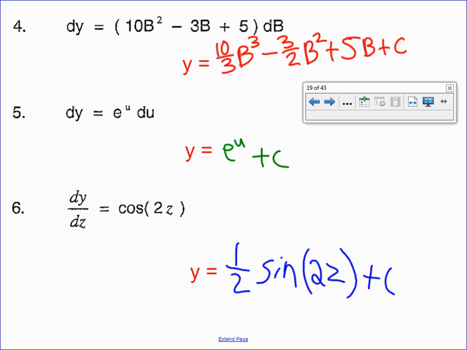Since there was no 2 there in my derivative, I must account for that by canceling out with a 1/2. Now my 1/2 times the 2, the derivative of the inner function, gives me the 1 cosine 2z, which I had originally. So that's going to be pivotal in our discussion today as we look at more complicated examples. Nice job, you guys. And so this process is known as anti-differentiation.